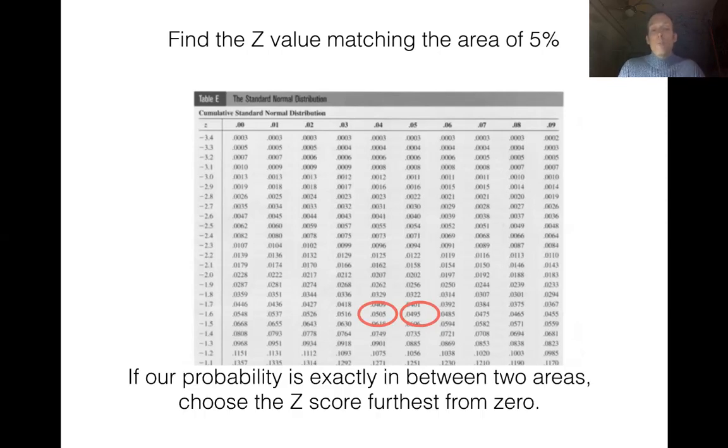So how do you figure out what to do? The answer is we're going to take the Z score that's furthest from 0. That's going to be negative 1.65. There is a science of why we're taking the one that's furthest from 0, and we're going to find that out in chapter 7.